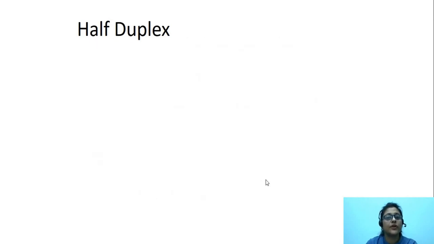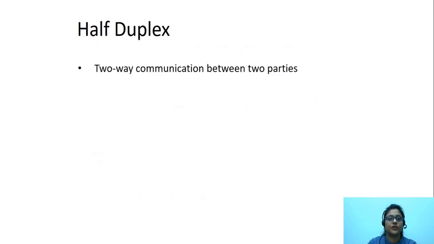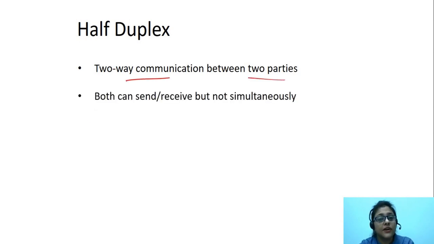Let us now concentrate on half duplex mode of communication. Half duplex mode of communication is a two-way communication between two parties. But here both the sender and the receiver can send as well as receive, but not simultaneously.